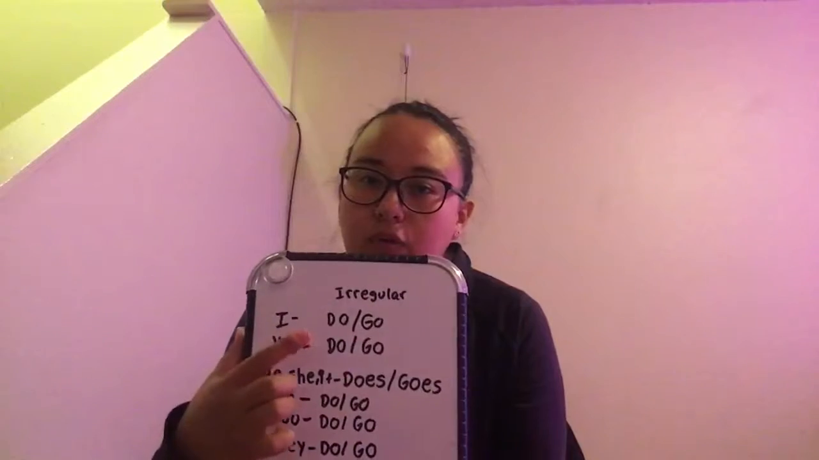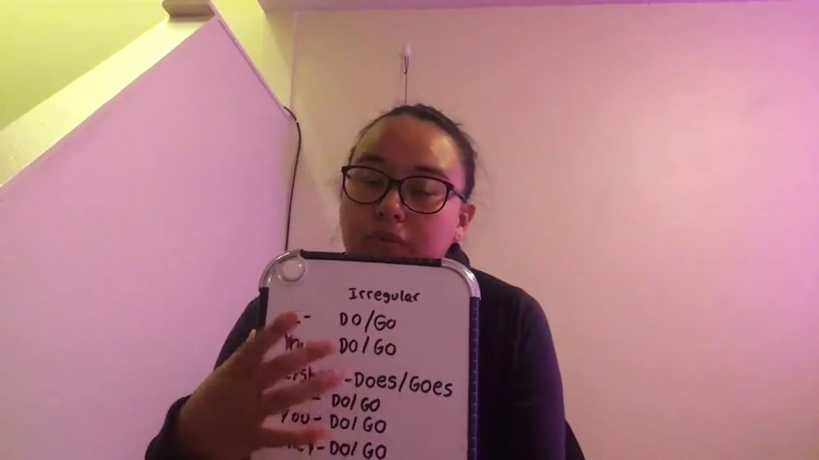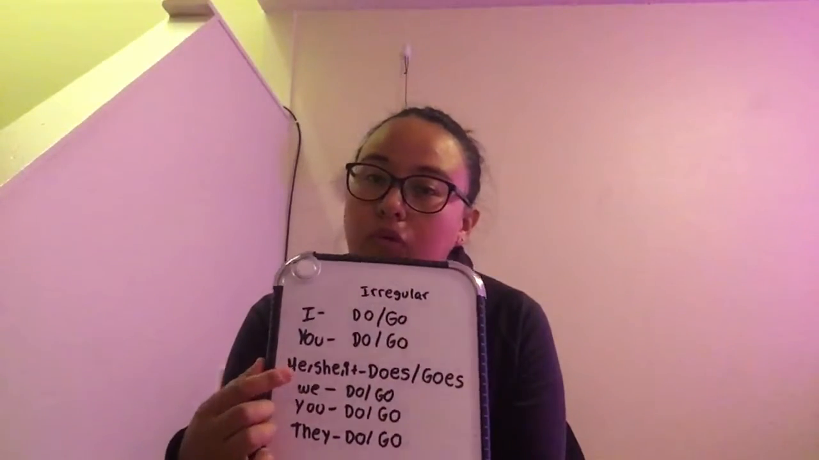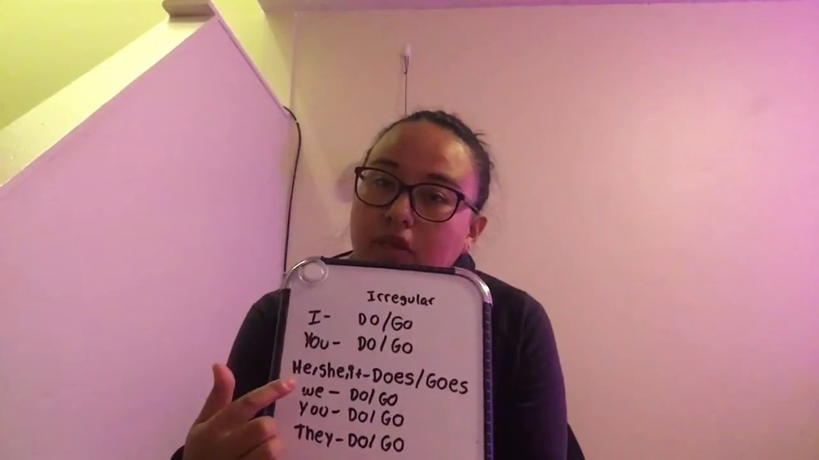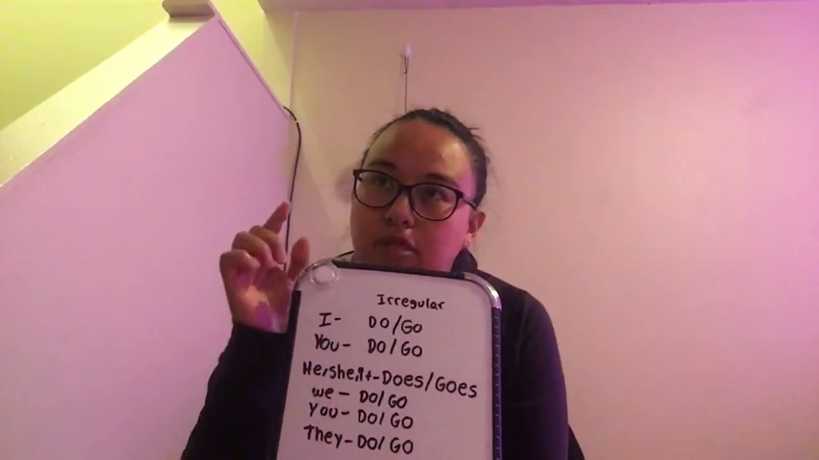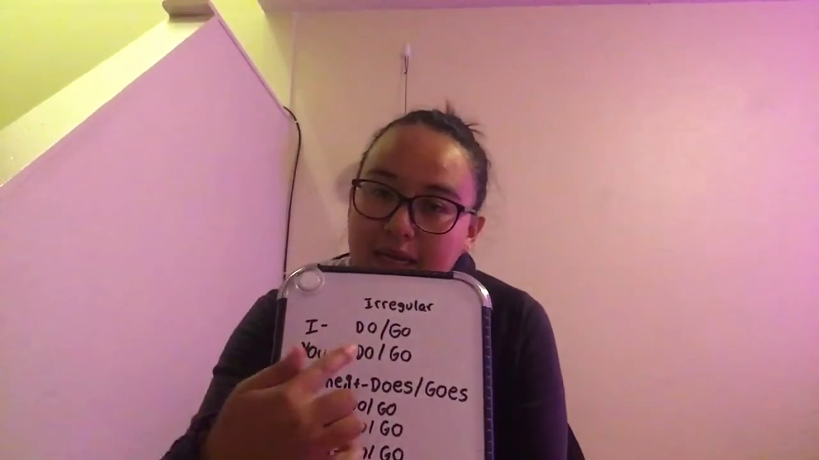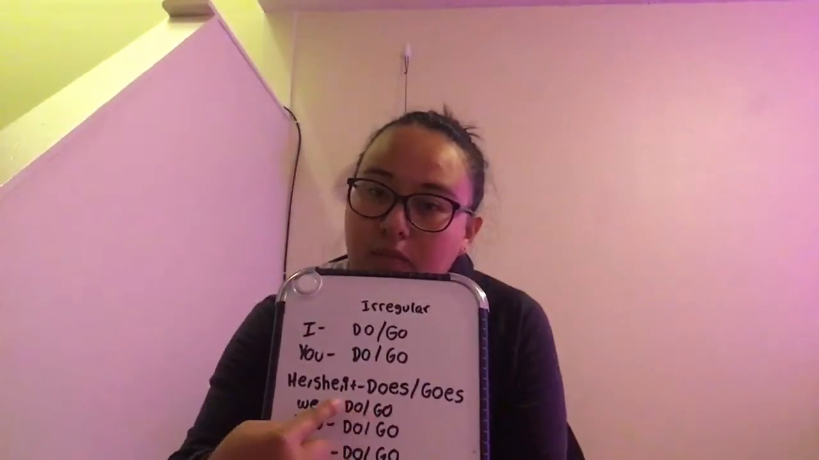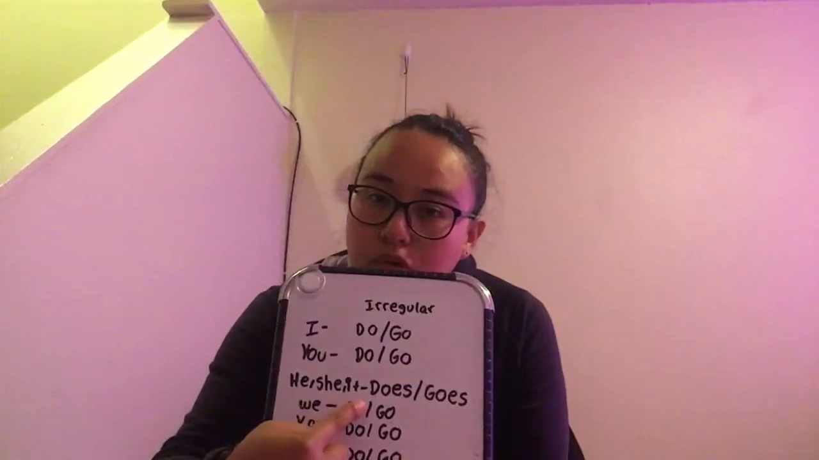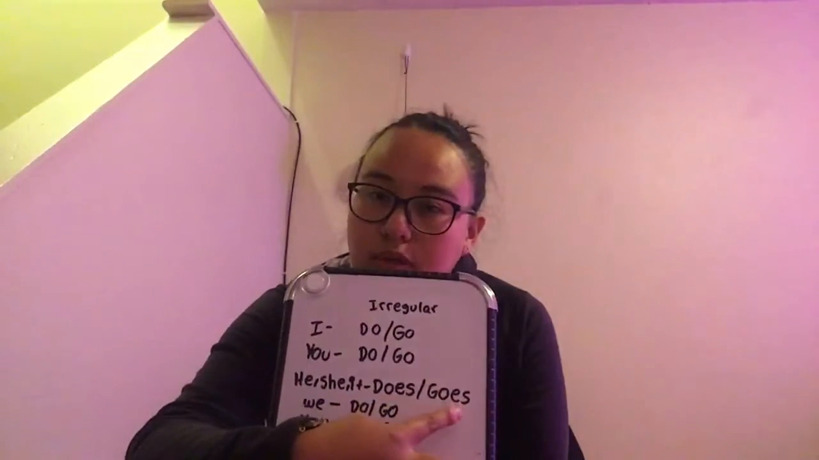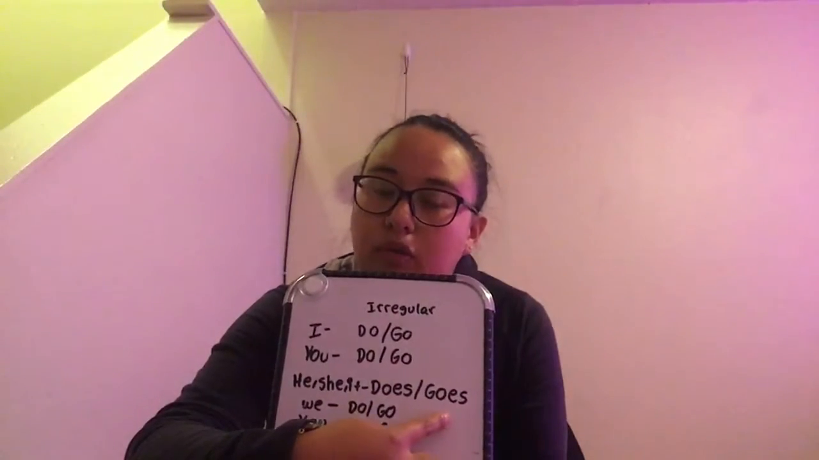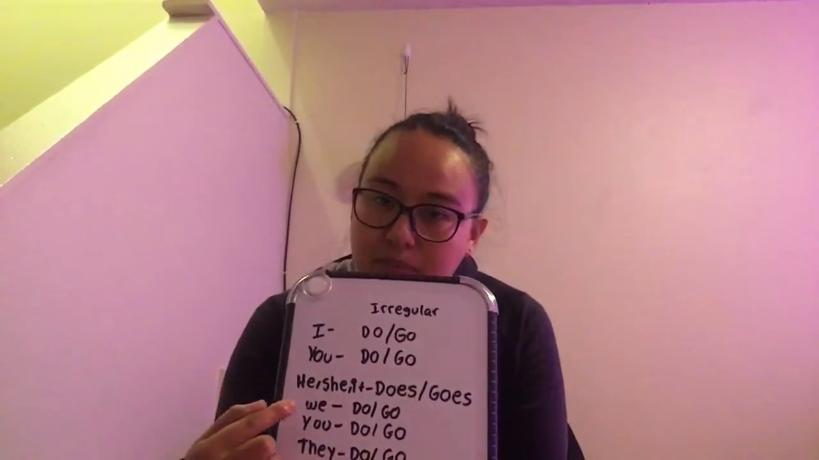If we are talking about irregular verbs, we just have to be really careful with do and go, because if you are going to do it in the third person, you don't just add an S. For example, does, you have to add an e and an s at the end. For example, does or goes. That's the right way to do it when you are talking about these three people.